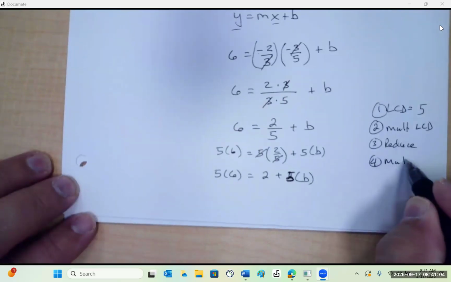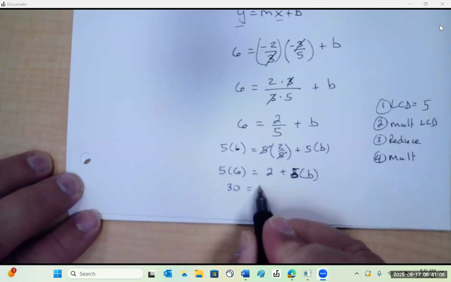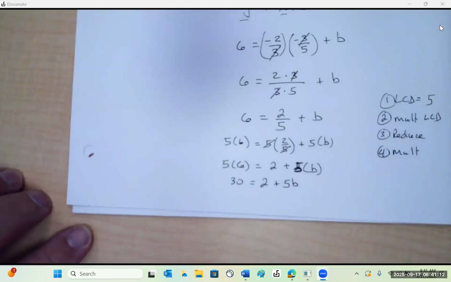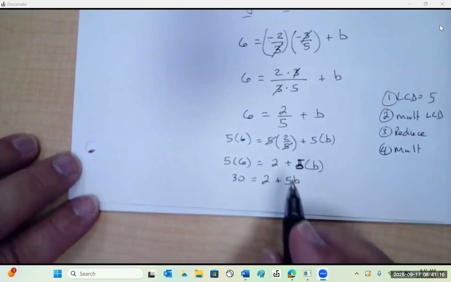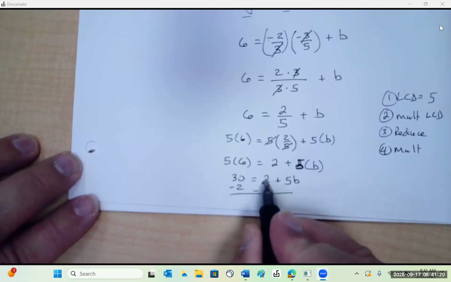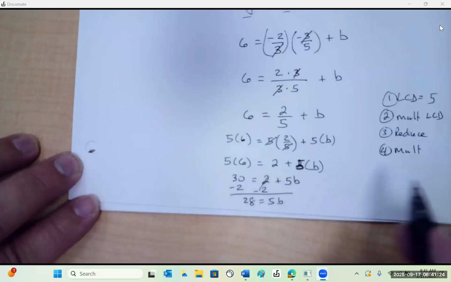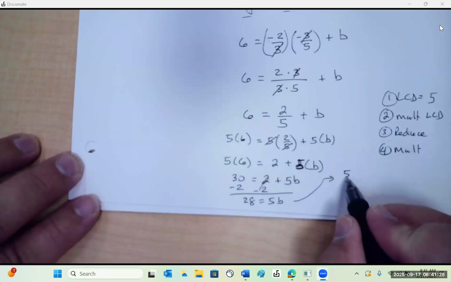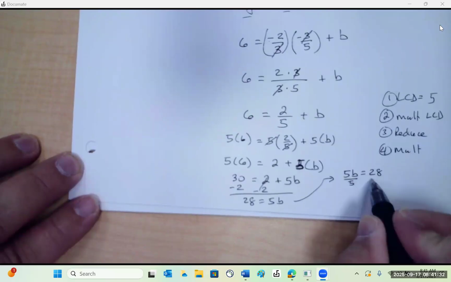Multiply to get rid of the parentheses. 5 times 6 is 30. 2 plus 5 times b is 5b. Subtract by 2, because we're trying to get b by itself. So we have 28 equals 5b. Divide both sides by 5.